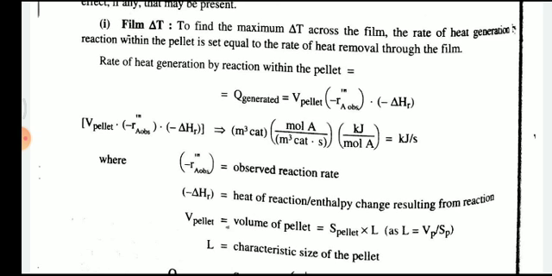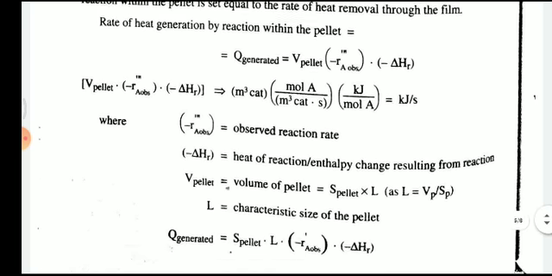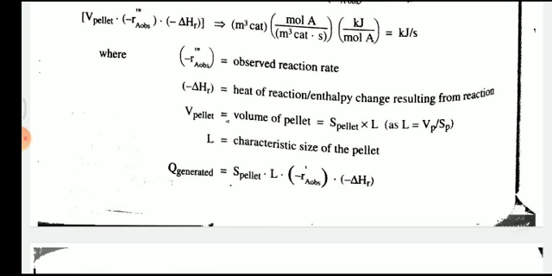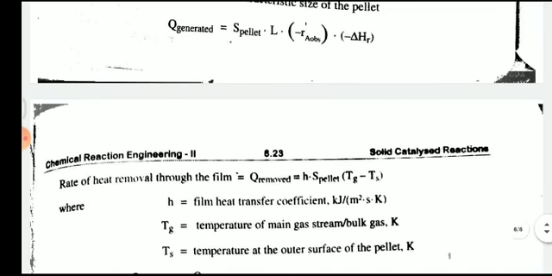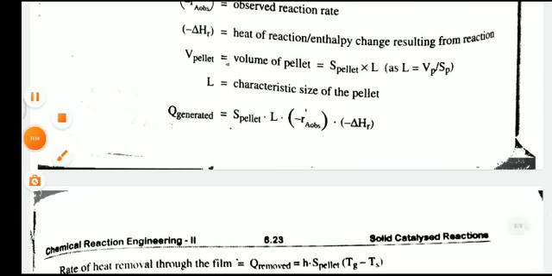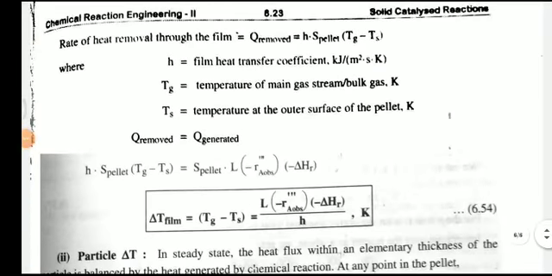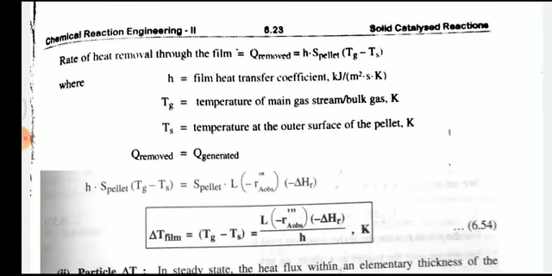R dash A observed, what will it be? The observed reaction rate. Delta HR is the heat of reaction, the enthalpy change from the reaction, and V pellet is the volume of pellet, which is calculated by S pellet into L, that is, L equals VP by SP, the surface to volume ratio of the particle, and L is the size of the pellet. So it is given by S pellet into L into the observed reaction rate.